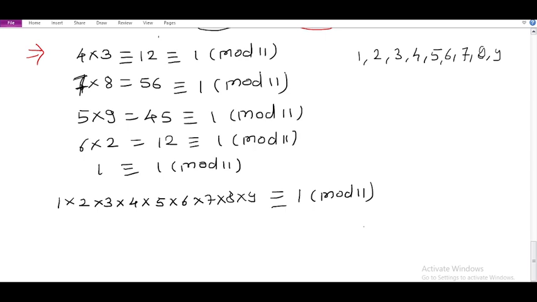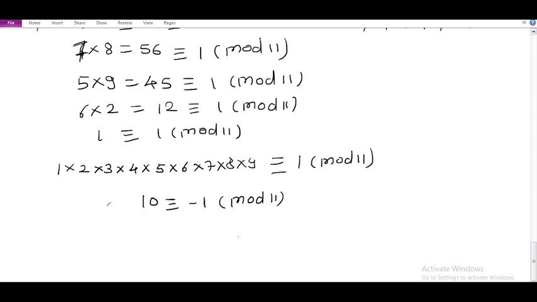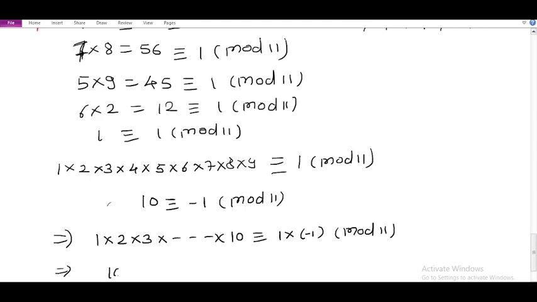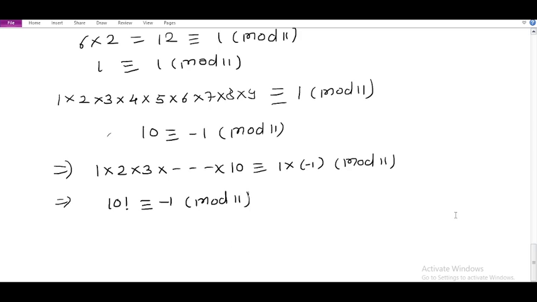Now since 10 is congruent to minus 1 mod 11, since 10 minus (minus 1) is 11 and 11 divides 11, 1 into 2 into 3 into ... into 10 is congruent to 1 into minus 1 mod 11. But this implies 10 factorial is congruent to minus 1 mod 11. Hence the proof. Now the next question.